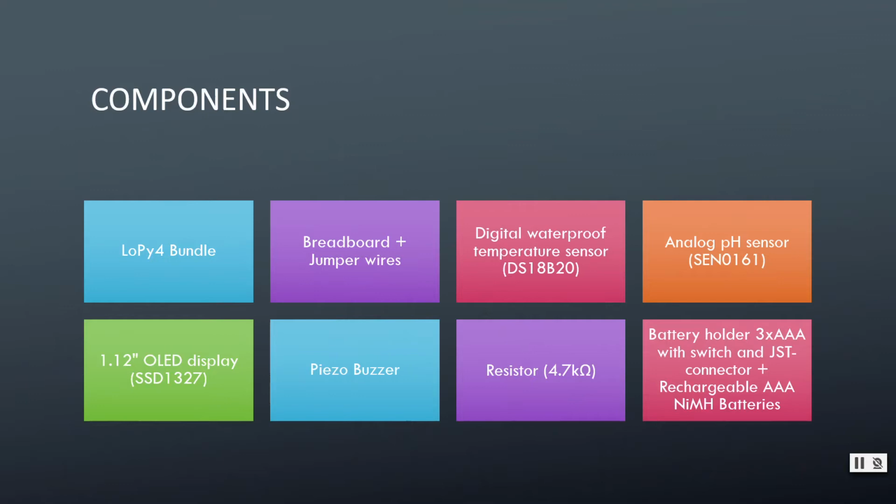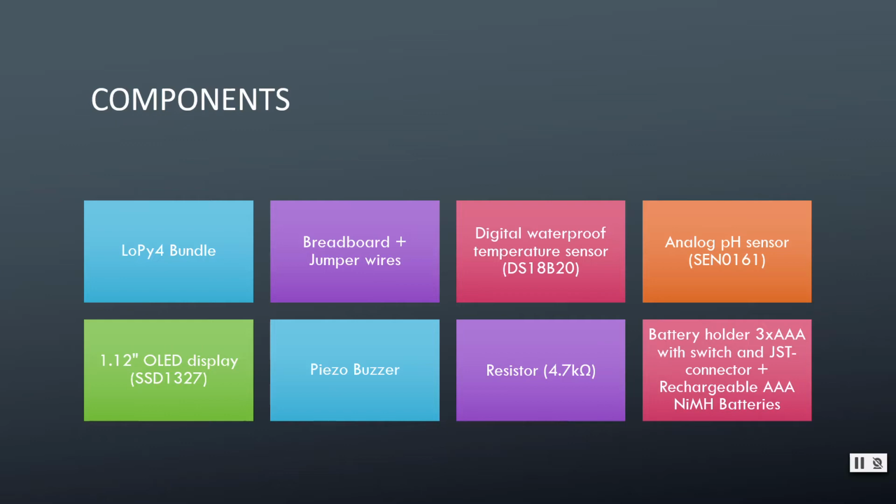So the components that I use in this project are a LoPy 4 bundle that consists of a development board, expansion board, antenna, and a micro USB cable. And for building the electronic circuit, I used a breadboard and some jumper wires. In terms of sensors, I used an analog pH probe, a digital temperature probe, an OLED display, a piezo buzzer, and a resistor.